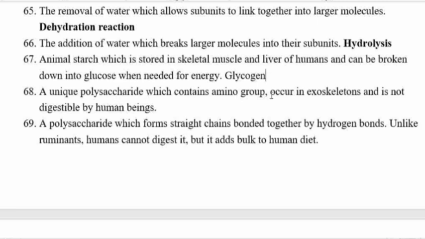Then a unique polysaccharide which contains an amino group, occurs in exoskeletons, and is not digestible by human beings. The teacher is tired, but I think we'll finish very soon. What name can you use for that one? We'll refer to that one as chitin. So this one is glycogen, and this one is chitin. Chitin is a polysaccharide found in the exoskeleton. So you can find it in insects, for example.